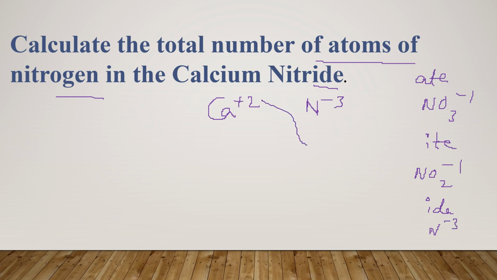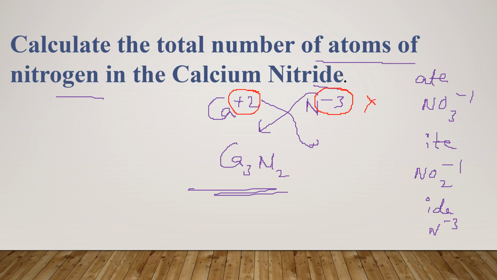Then like this, generally we use the crisscross method: Ca3, then N2. This is the molecular formula of calcium nitride, Ca3N2. That is how we generally use crisscross. We do not calculate it the other way. This is calcium nitride, Ca3N2. You have to write it forgetting about the charges, then use the crisscross method to write the chemical formula of calcium nitride.